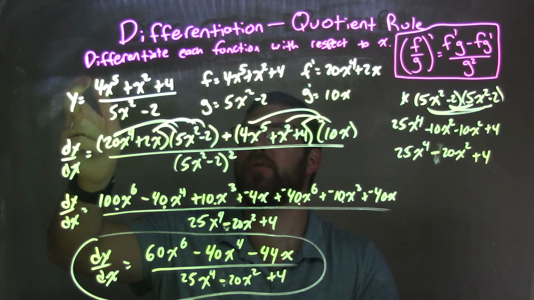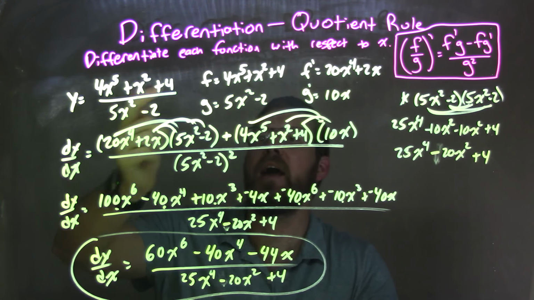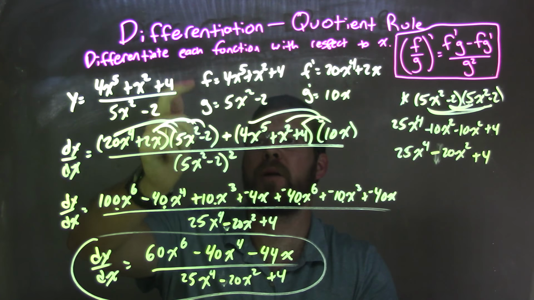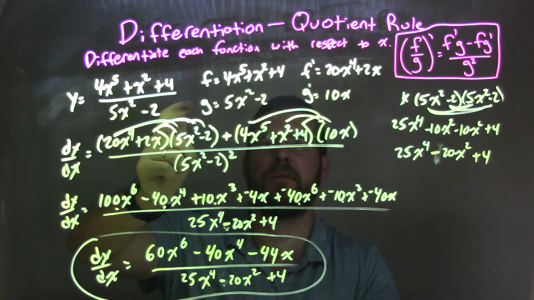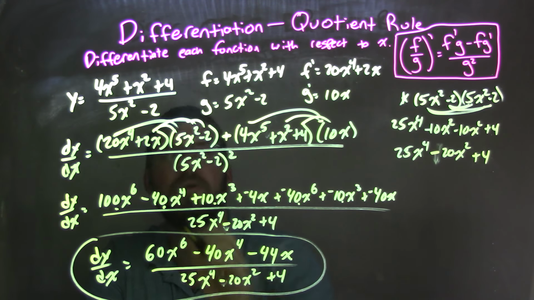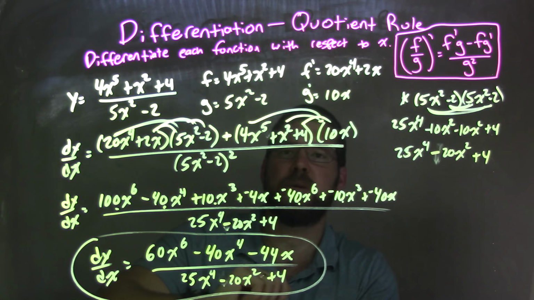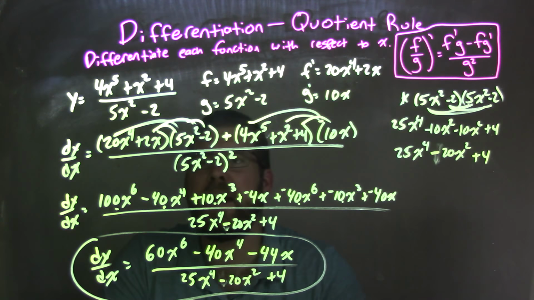We have y equals (4x to the fifth plus x squared plus 4) over (5x squared minus 2). I have my f and g. I label my numerator and denominator, my two functions that I'm dividing here. I then found f prime and g prime. I then applied my quotient rule, which was f prime times g minus f times g prime all over g squared. At that point, I had my derivative, so I just needed to simplify.